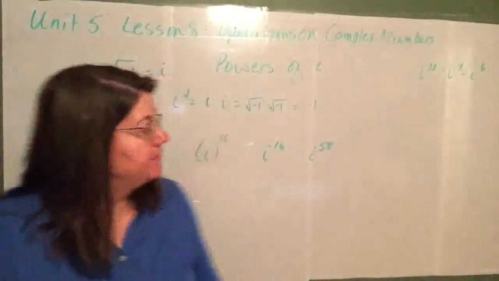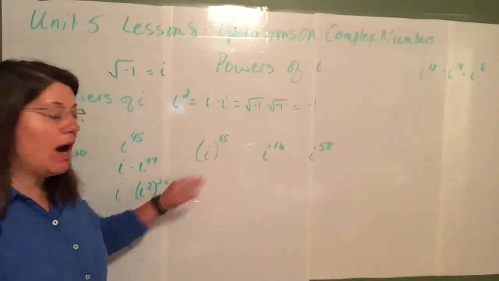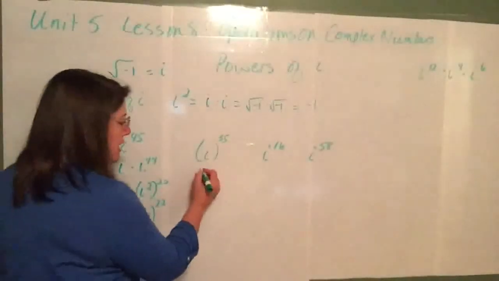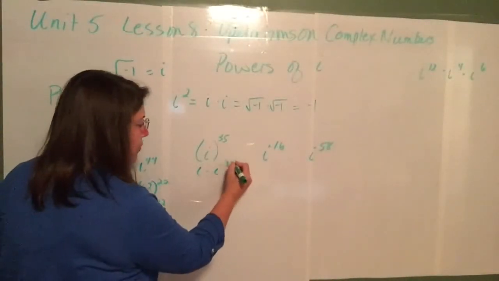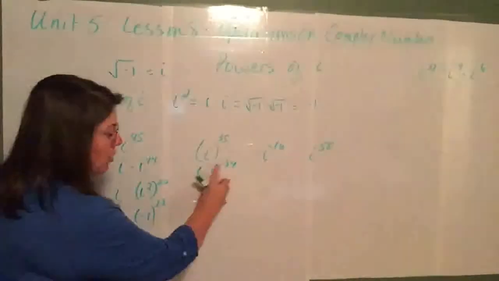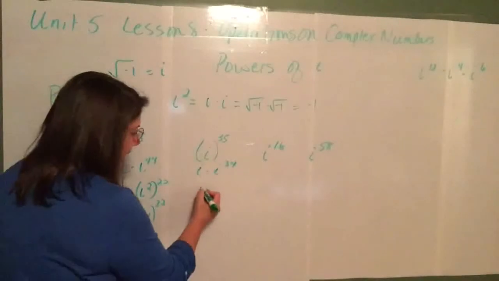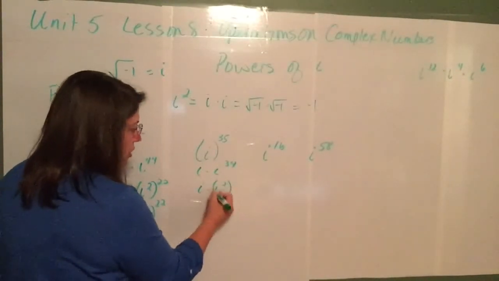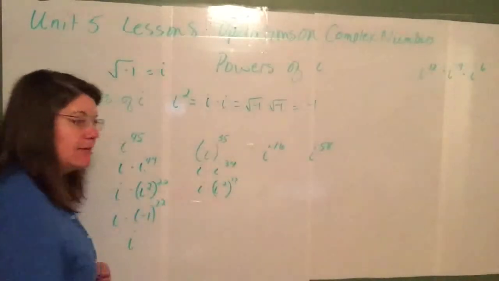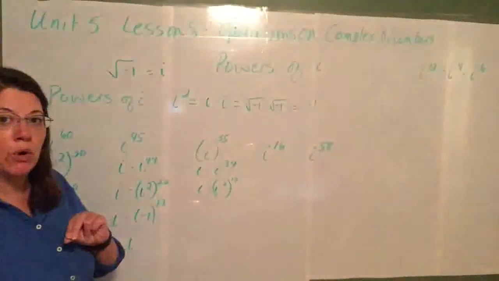In the next one, this is i to the 35th power. Again, it's an odd power. So I'm going to take that odd i out. That's i times i to the 34th power, because 1 plus 34 is 35. I'm going to rewrite the i to the 34th power as i squared to the 17th power, because 2 times 17 will give me the 34.